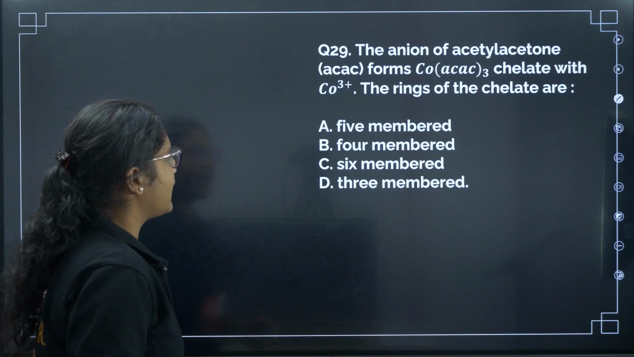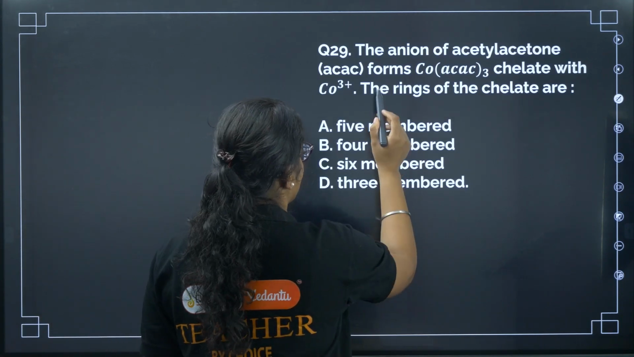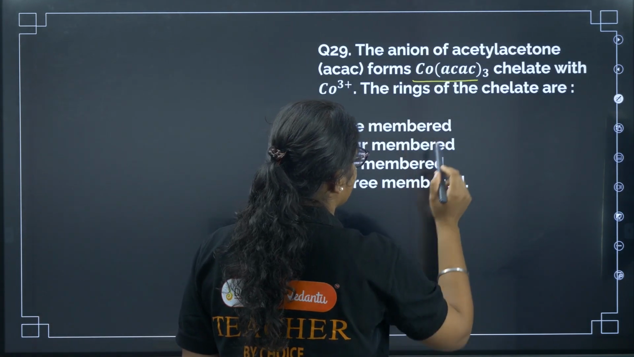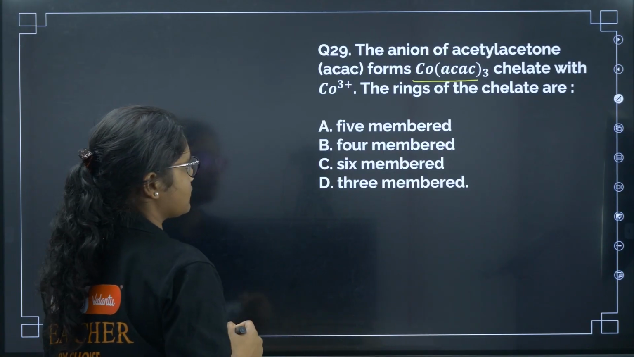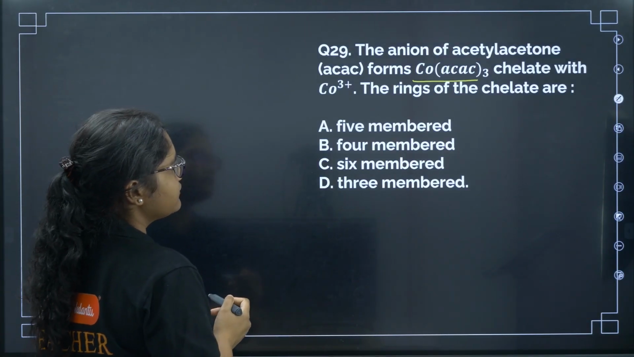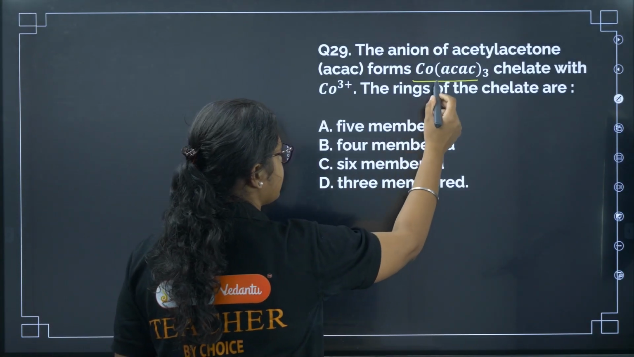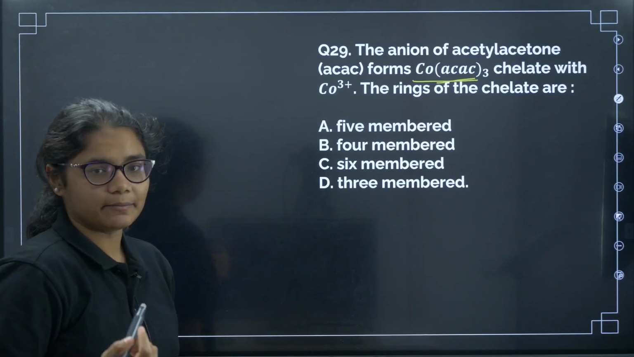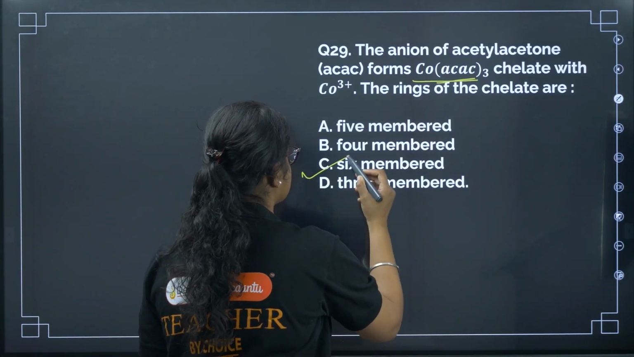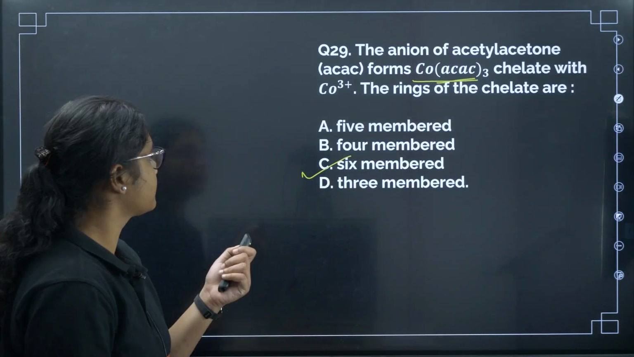Next, the anion of acetylacetone forms a Co(acac)3 ring chelate with Co3+ complex. The rings of the chelate are. So if you know, this Co(acac)3 forms a 6-membered ring, right? So the correct answer for this question is option number C.